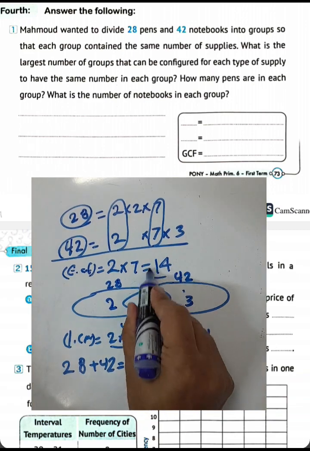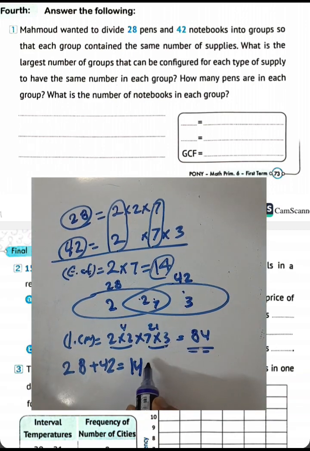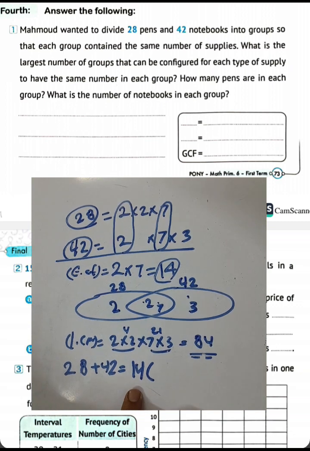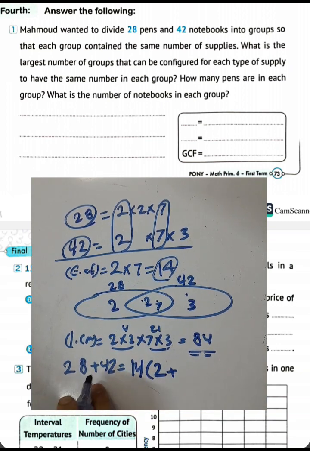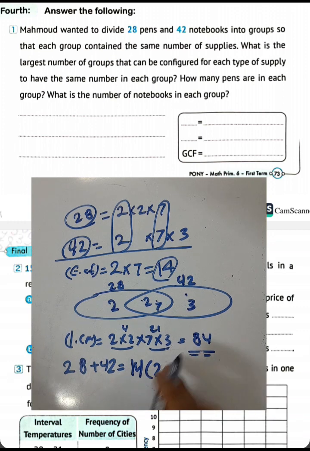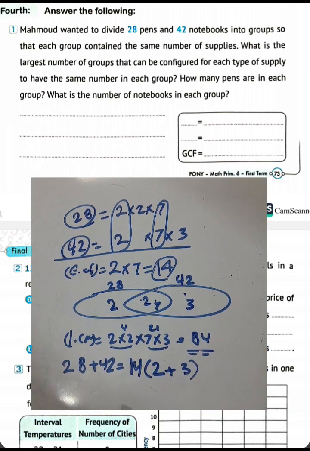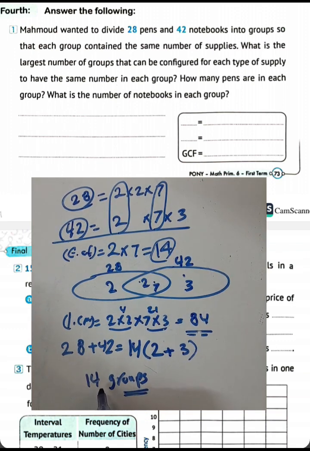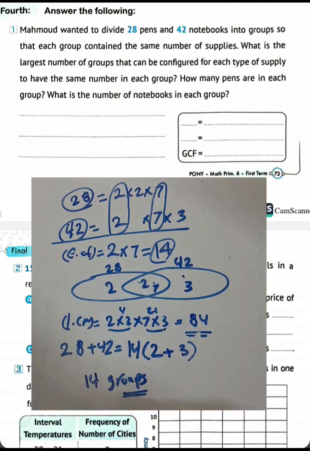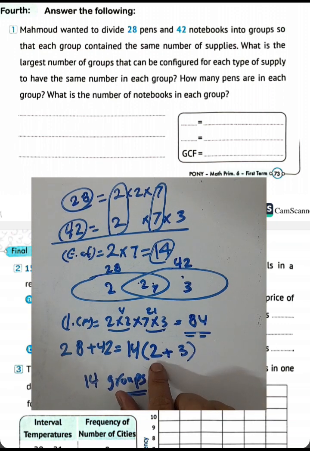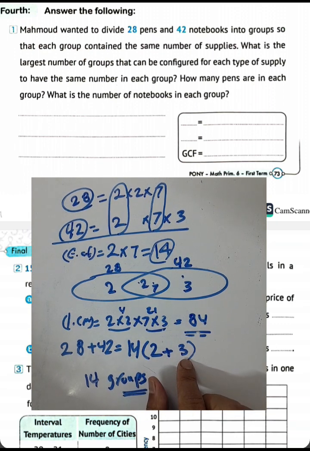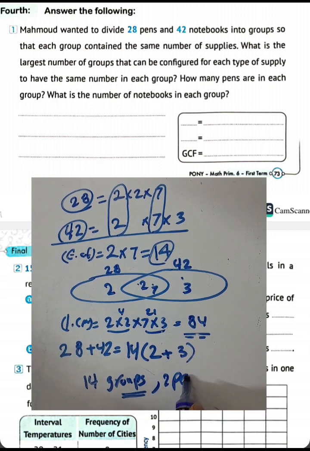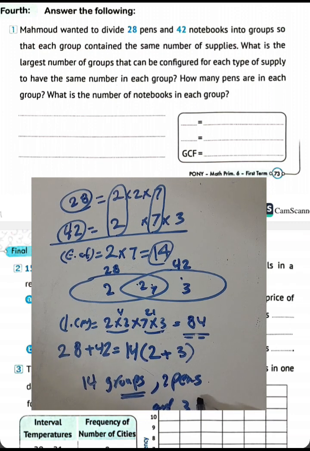So in this example, 28 and 42, we write the highest common factor between them, 2 times 7 equals 14. 28 divided by 14 equals 2, and 42 divided by 14 will be equal to 3. So we will have 14 groups. How many groups here? We will have 14 groups. In each one we will put 2 pens and 3 notebooks.